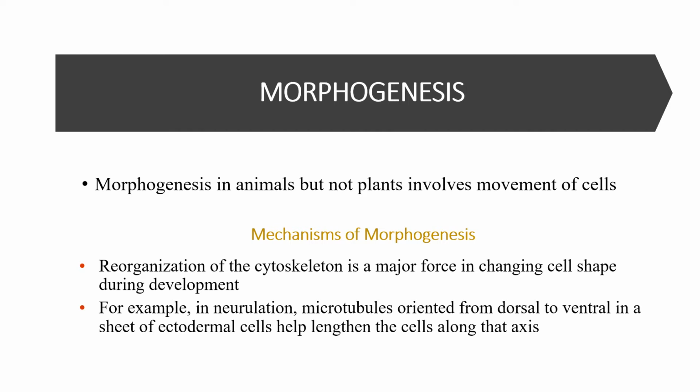So for the mechanism of morphogenesis, first there is reorganization of the cytoskeleton, and it is a major force in changing the cell shape during development. For example, in neurulation, microtubules oriented from the dorsal to ventral in a sheet of ectodermal cells help lengthen the cells along the axis.